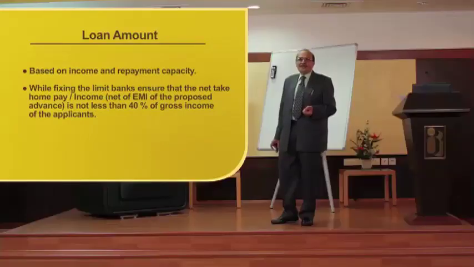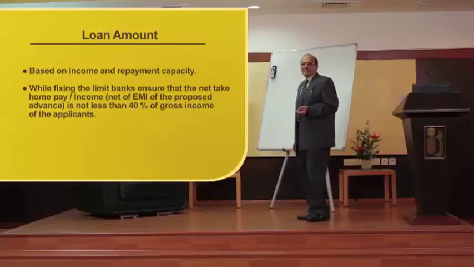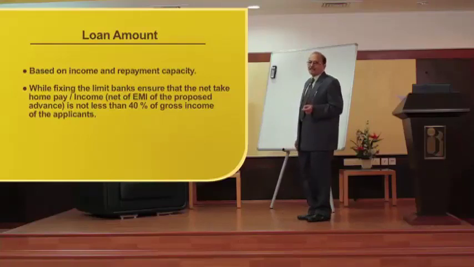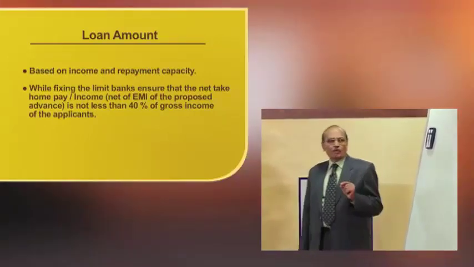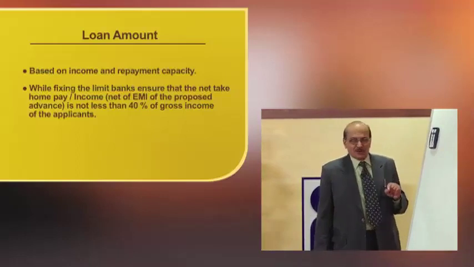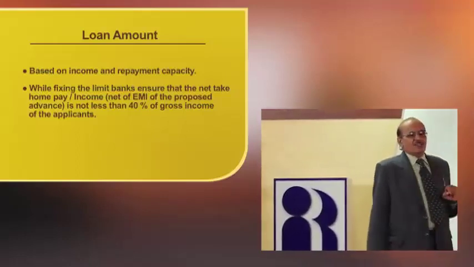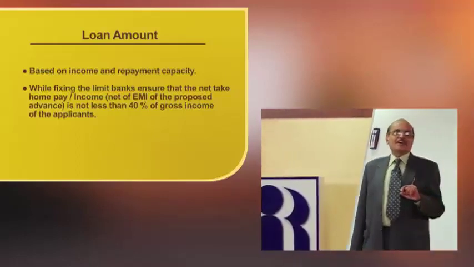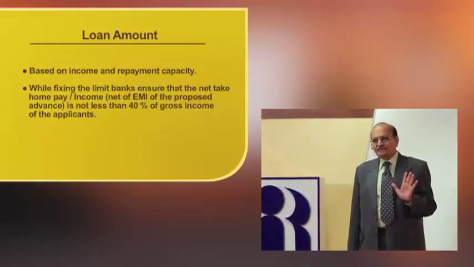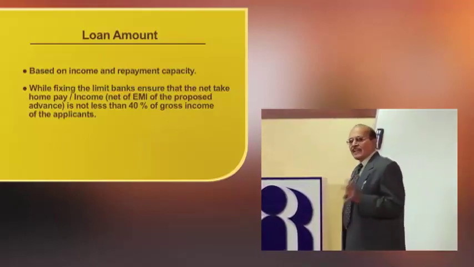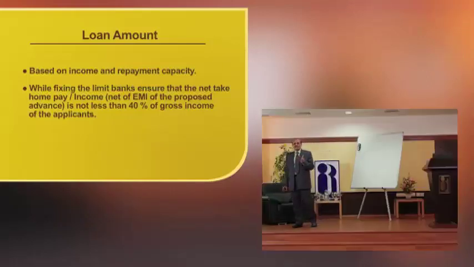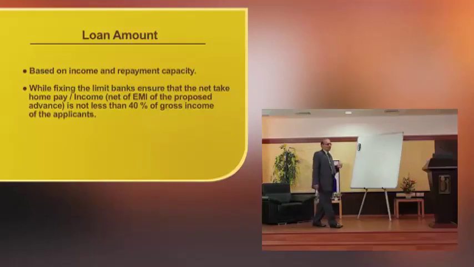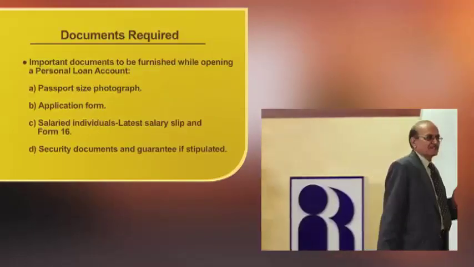One important aspect to be remembered while sanctioning any loan where the repayment is by way of EMI is that the bank should ensure that the net take-home pay or income is not less than 40% of the gross income of the applicant. That means the EMIs can go up to 60%, and at least 40% should remain available to the applicant to meet his household expenses.